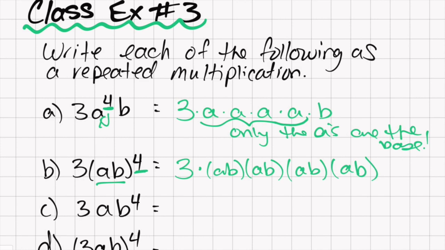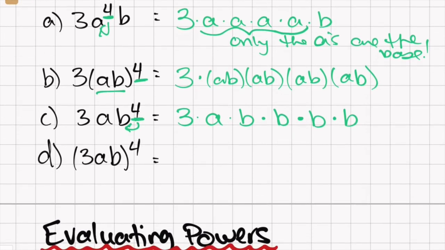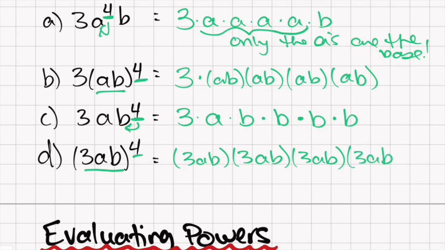For part C, we have 3ab to the power of 4. That 4 is only being applied to the b. So when we write this one, it would be 3 times a, and then we would have b times b times b times b, because b is raised to the power of 4 and therefore being multiplied by itself 4 times. We look at part D, 3ab is inside the brackets, and that's raised to the power of 4. So for this one, the repeated multiplication would be 3ab multiplied by itself 4 times.